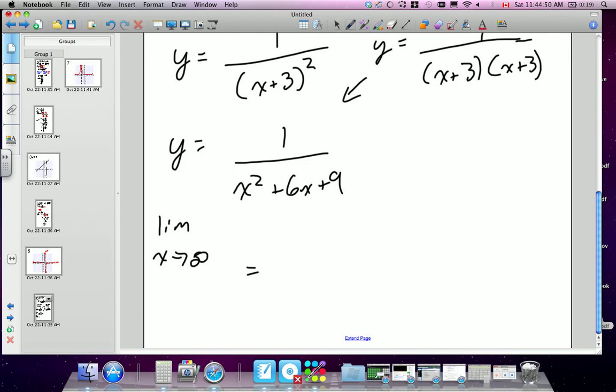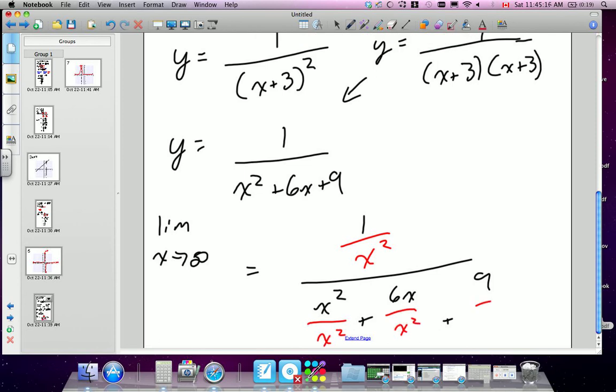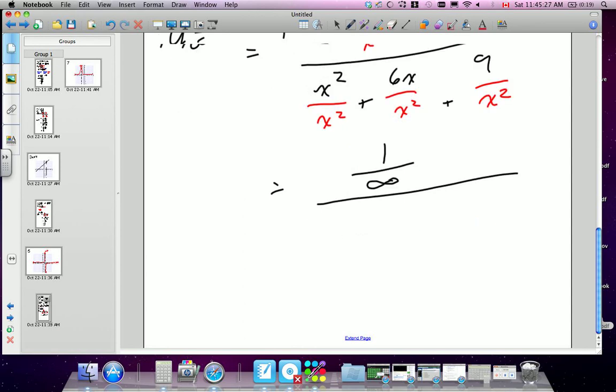Okay. Now we're going to set this up so that we have our limit as x approaches infinity. So again, what we're used to doing, we're going to divide our terms by x. Sorry, not just x, but what? x squared. Yes, because that's the highest degree, right? Yep. Good. So x squared plus 6x plus 9, all divided by x squared. Okay? So let's make sense of this.